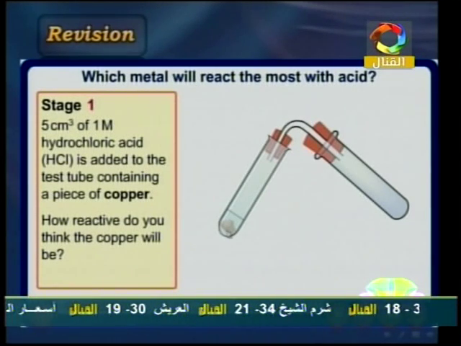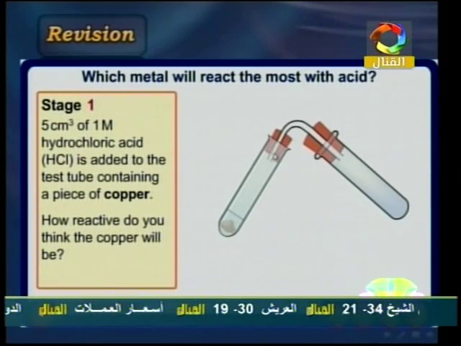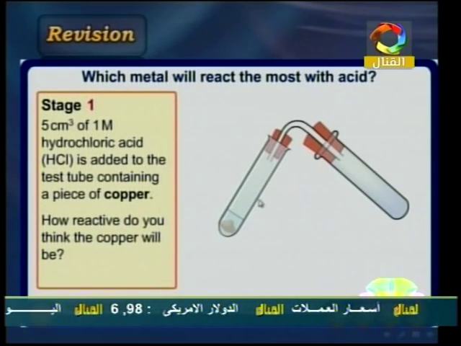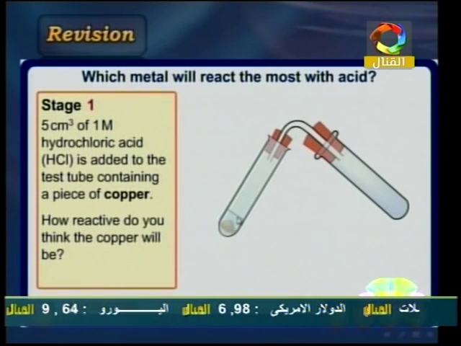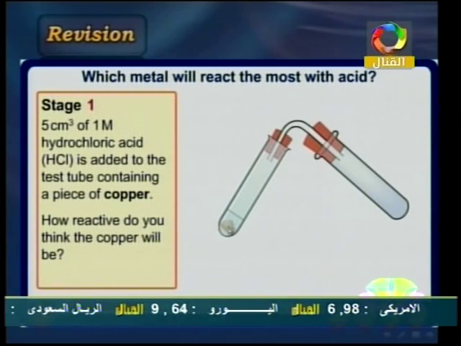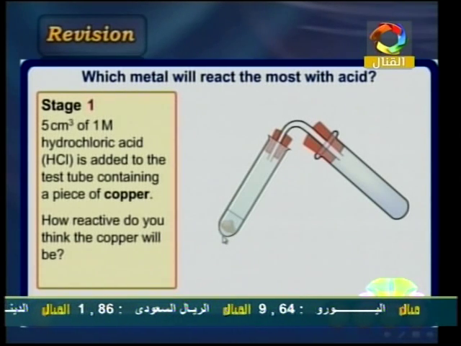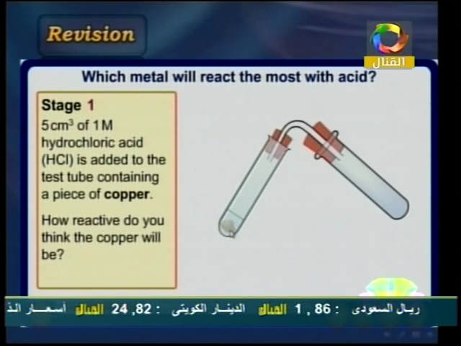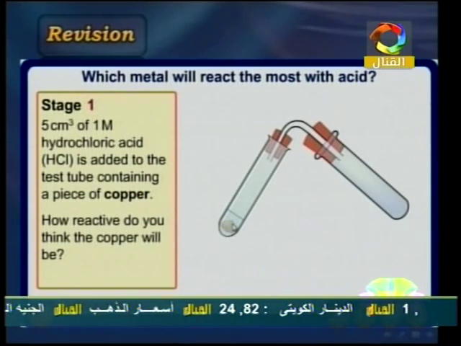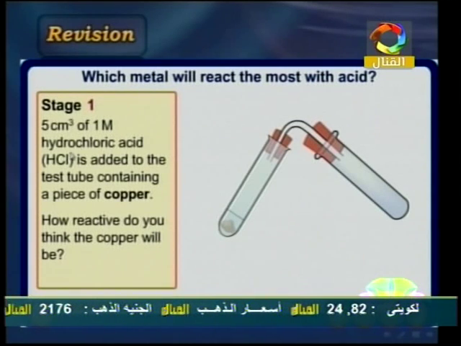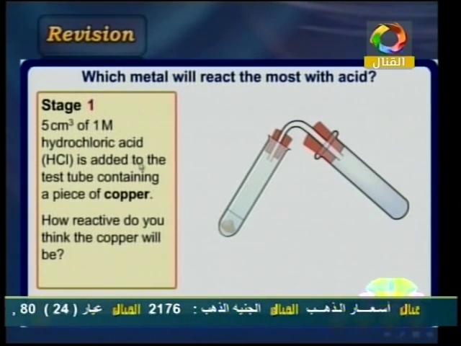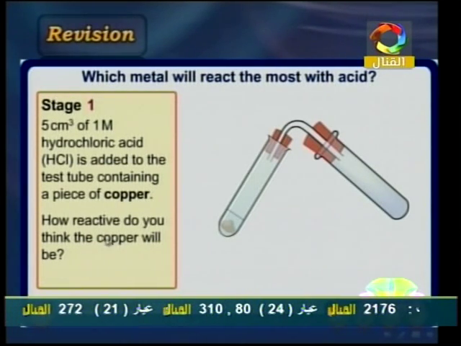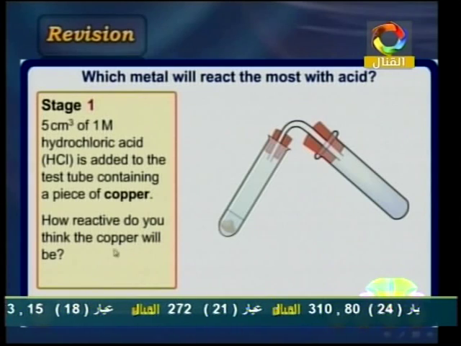Here we have the reaction, and some amount of gas reaches the second tube. So if I have any one of these reactions, we have bubbles, the gas that appears in this reaction as bubbles. Here do we have bubbles? No. Do we have any reaction that happened? No. Why? Because this reaction doesn't happen. So the hydrochloric acid HCl is added to the test tube containing a piece of copper. How reactive do you think the copper will be?